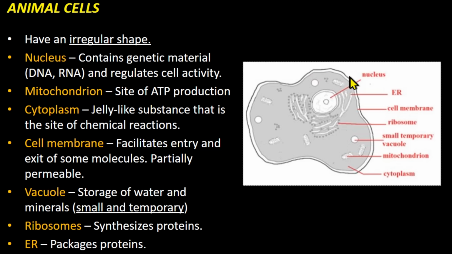Surrounding the cell is the cell membrane or the plasma membrane, and this facilitates entry and exit of some molecules based on their charge and based on their size. Basically, only small molecules can enter and exit. Thus, it is called partially permeable. Within the animal cell, there are small temporary vacuoles which act as water and mineral storages. There's an endoplasmic reticulum or an ER, and these help to package proteins, and these are usually lined with ribosomes that help synthesize or make proteins.